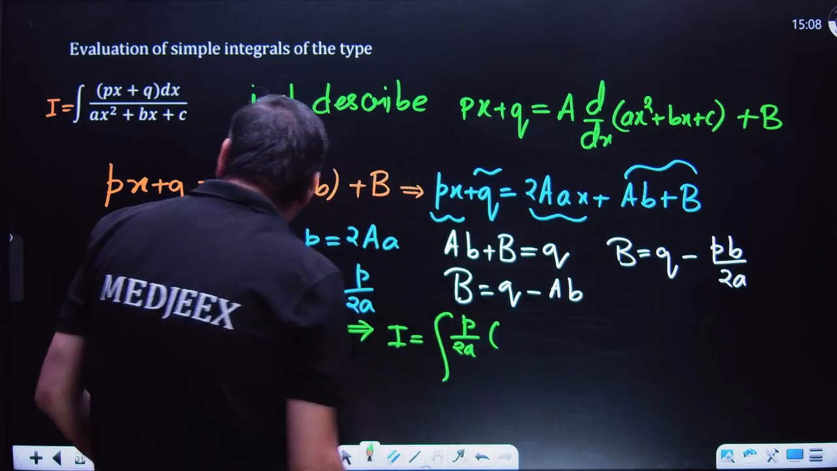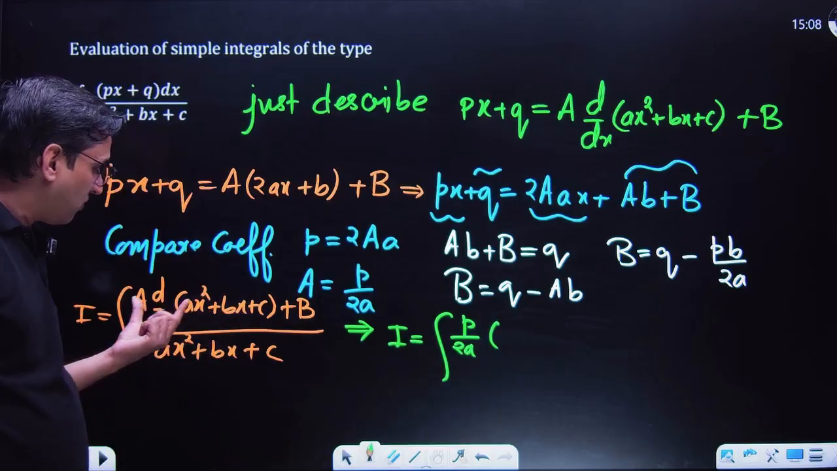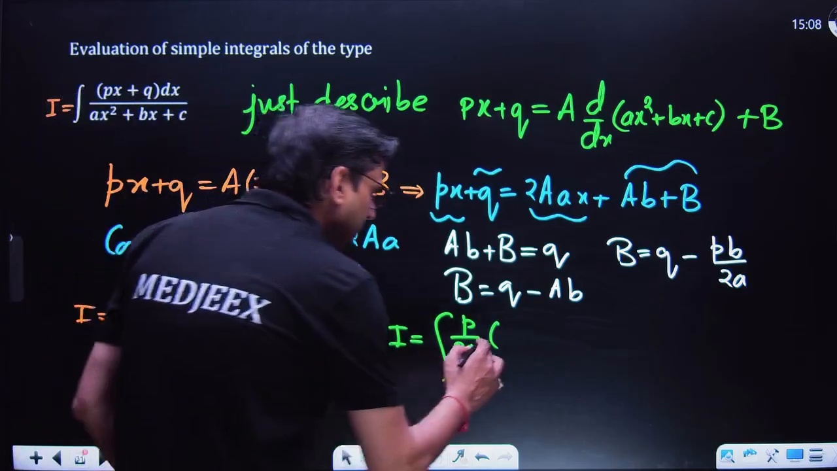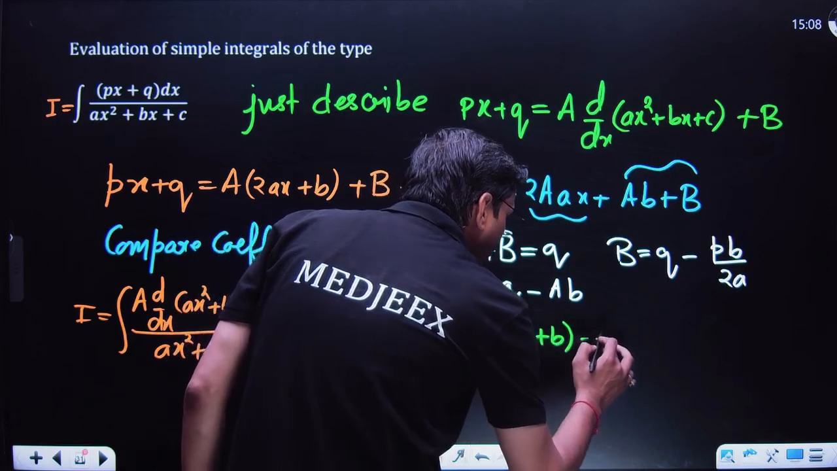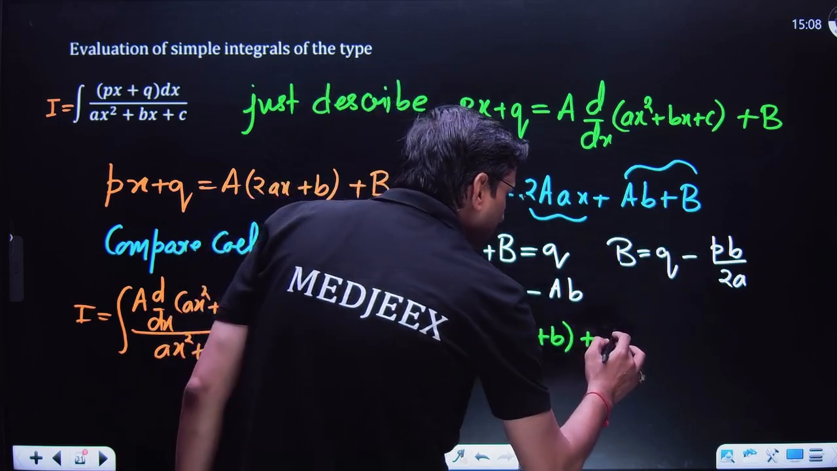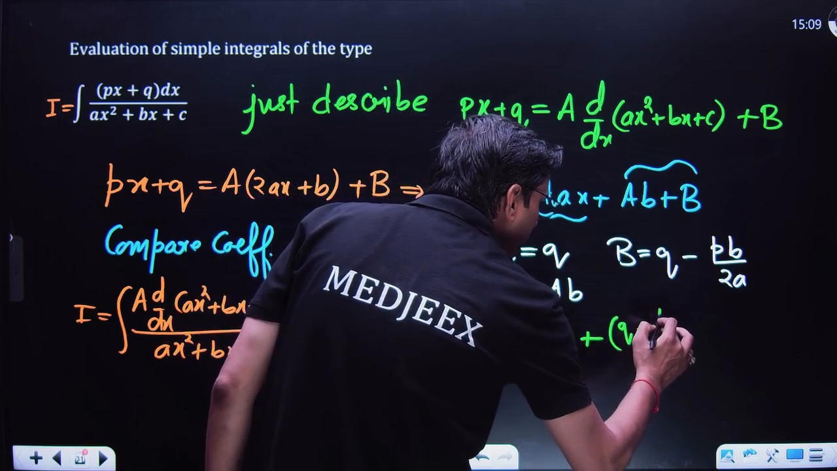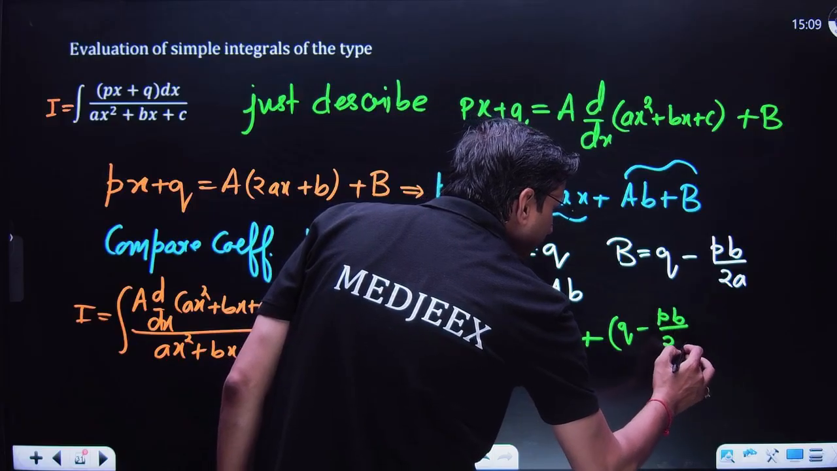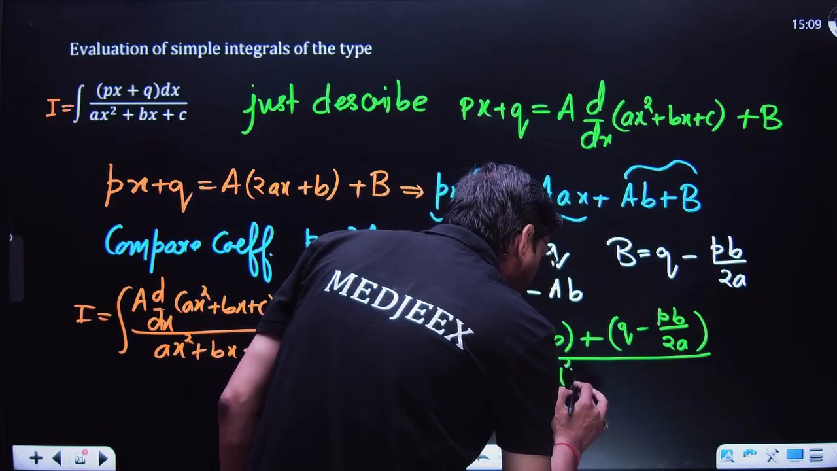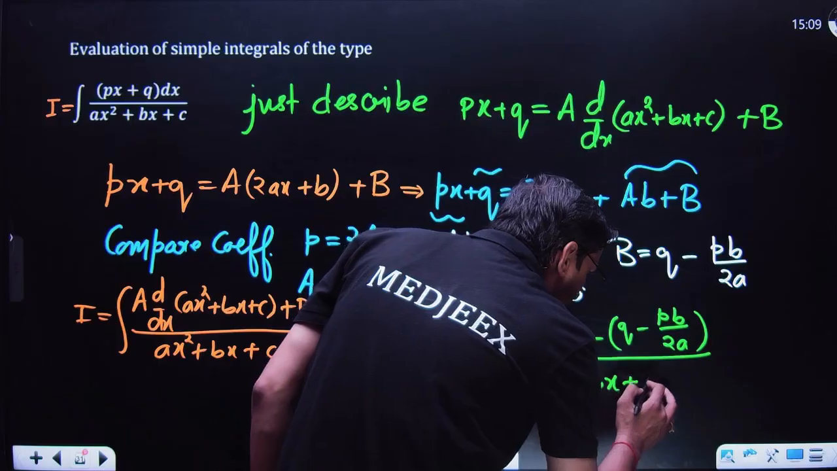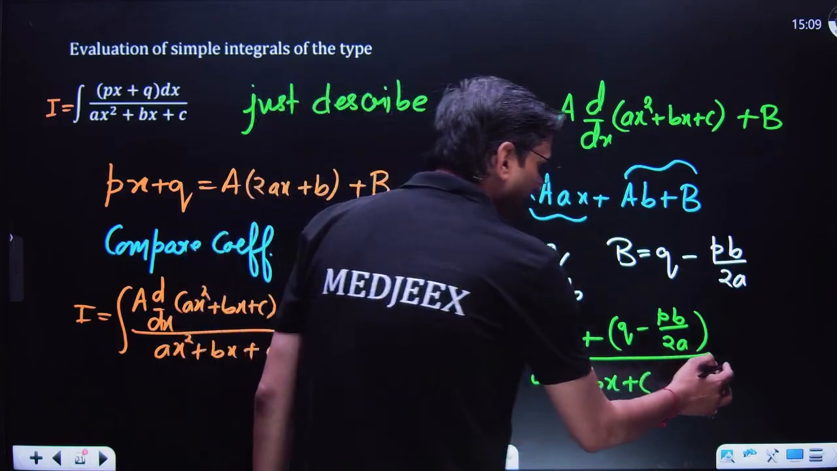And what you can write? You can write 2ax plus b as the differentiation. After differentiation, this will be 2ax plus b. Okay. And plus B. B will be what? B you can write as q minus p small b divided by 2a, and in the denominator I can mention ax square plus bx plus c. Now this is very simple to do integration.